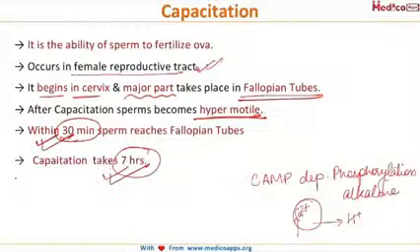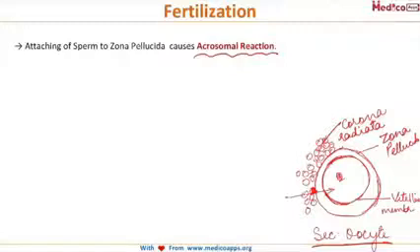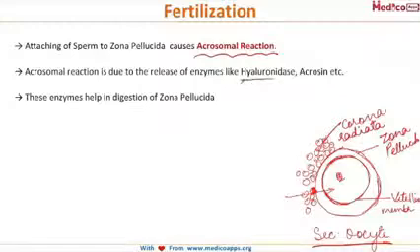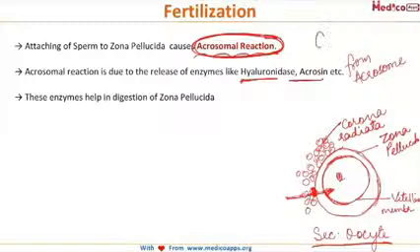Now, once the sperms have become capable of fertilizing the ova, they go and attach to the zona pellucida of the secondary oocyte. This causes the release of hydrolytic enzymes like hyaluronidase, acrosin from the acrosome of the sperm, and these enzymes cause lysis of the zona pellucida, allowing the entry of the sperm into the secondary oocyte. And this entire process is called acrosomal reaction. Again, the ion responsible for this is calcium ion. Remember, in sperms, if any question you asked about ions involved, the answer will always be the calcium ions.